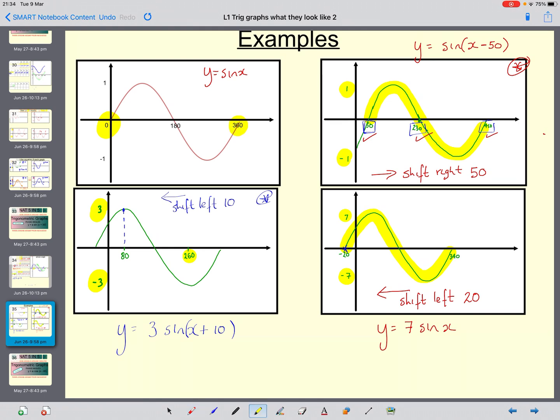My normal sine graph has usually got a period of 360. This one only goes up to 340. So yes, it's definitely been shifted to the left by 20 degrees. So how do you write that? In your brackets, remember the opposite to what you think it's going to do, you're going to add 20. And that's your final answer.